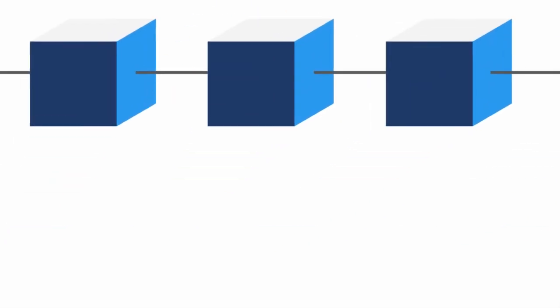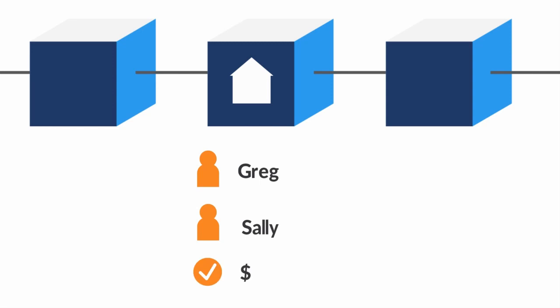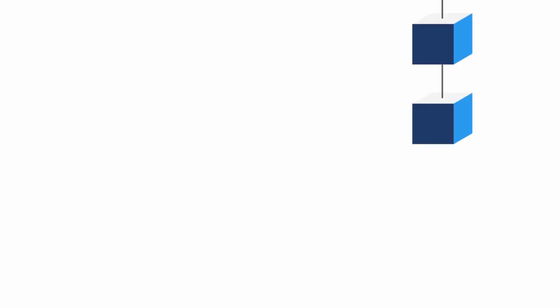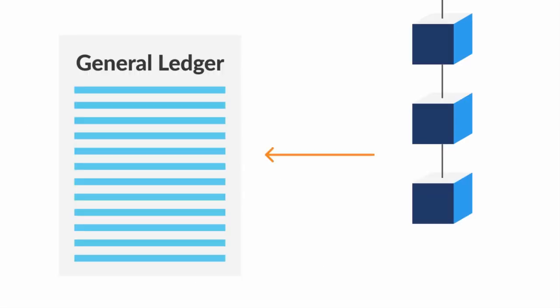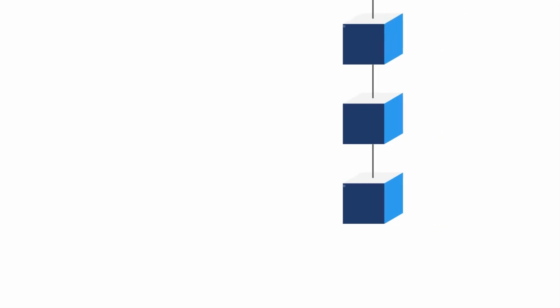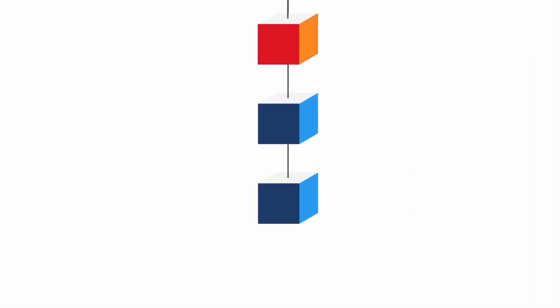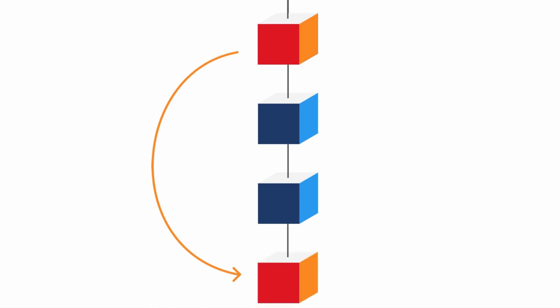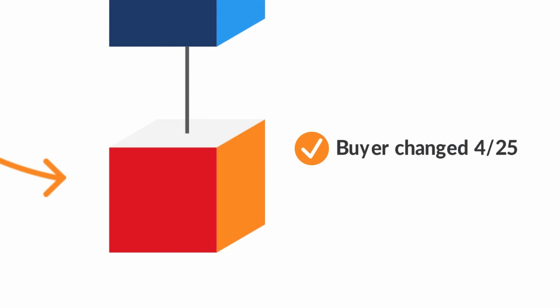For example, if you wanted to use a blockchain to track the ownership of a house, each block would contain information like the buyer, the seller, and the sale amount. Blockchains are like the general ledgers that accountants use every day. They're non-destructive, so when a block needs to be changed, the original is left intact, and a new entry is made at the bottom of the ledger. That way, everyone can see when and why the change was made.